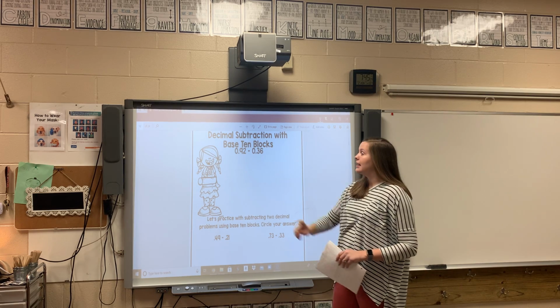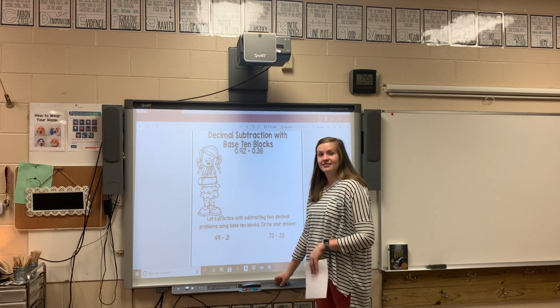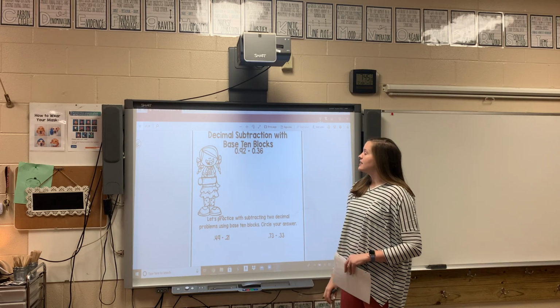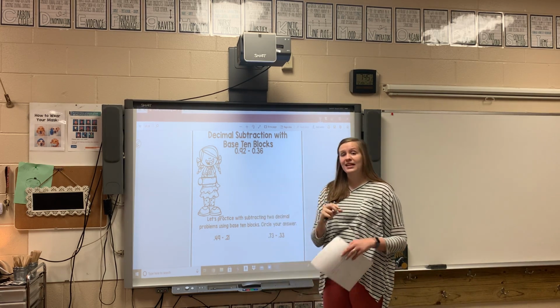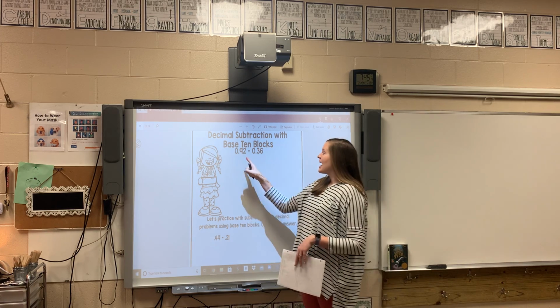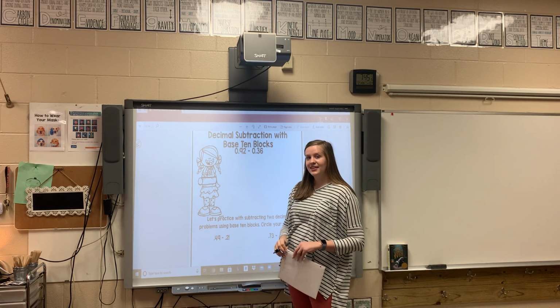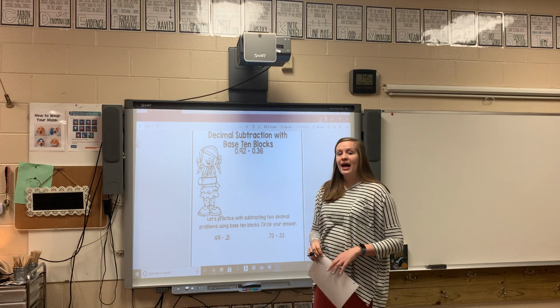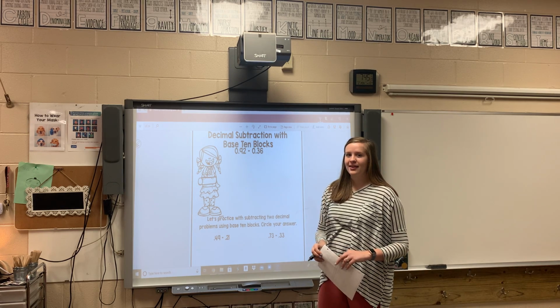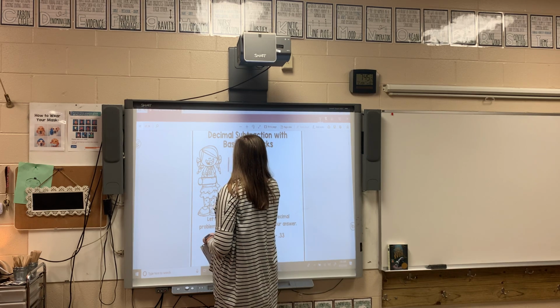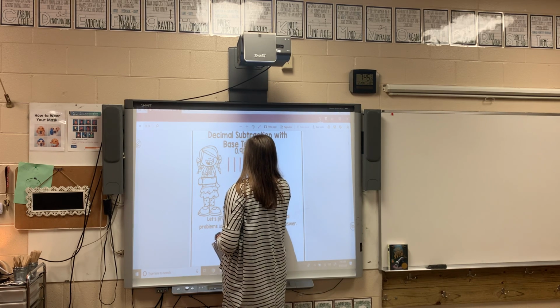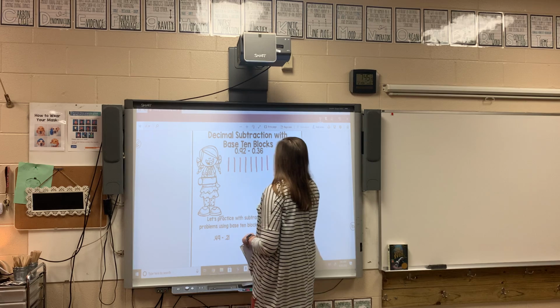So we need to start by drawing our first number in base 10 blocks, okay? So we have how many ones? 0. So we don't need any of our big squares, right? How many tenths do we have? 9. So how do we represent tenths? Do you remember? That straight line, right? So I'm going to draw 9 lines. 1, 2, 3, 4, 5, 6, 7, 8, 9.